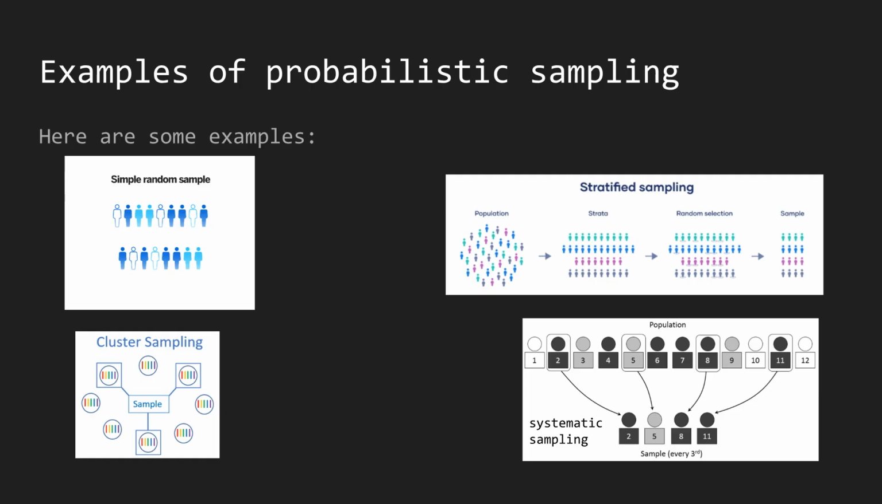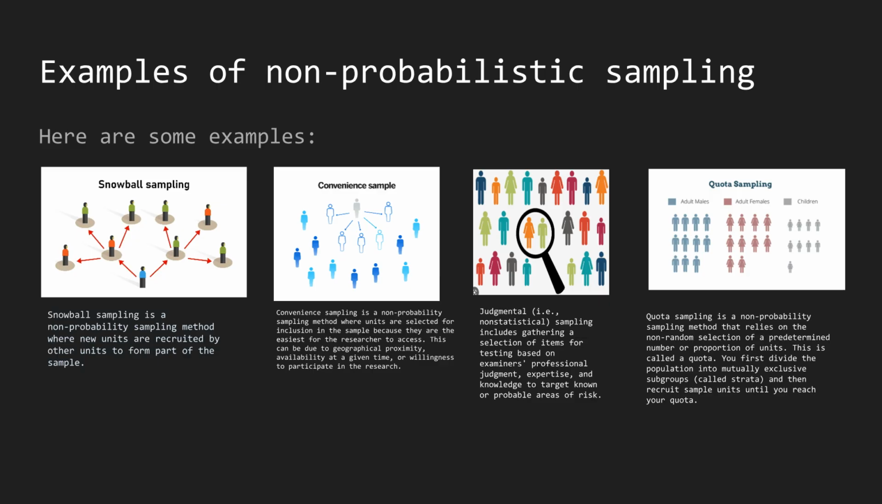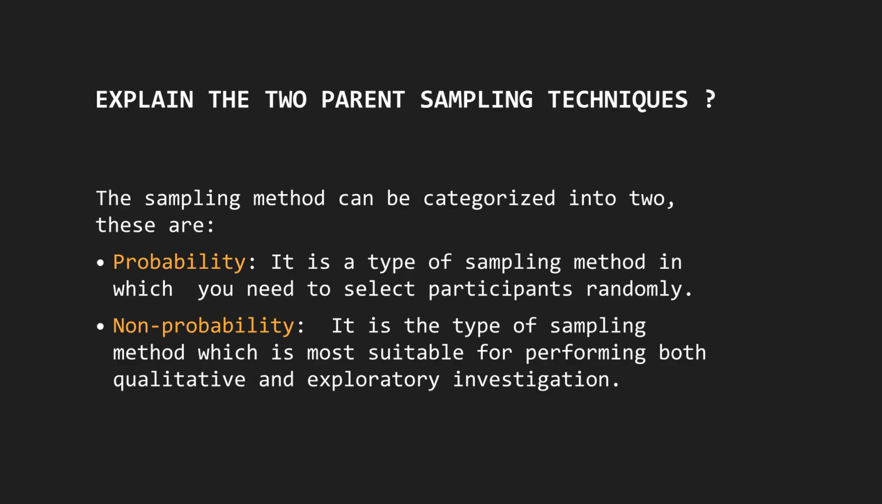Here are examples of probabilistic sampling methods: simple random sampling, stratified sampling, cluster sampling, and systematic sampling. Non-probabilistic sampling includes methods like snowball sampling, where new participants are referred by existing ones. Convenient sampling selects easily accessible participants. Judgmental sampling relies on the researcher's expertise, and quota sampling involves selecting units until a predetermined number or proportion is met within subgroups.